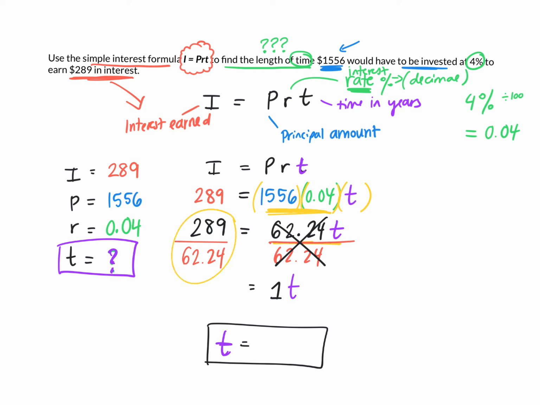And I'm going to simplify my left side. 289 divided by 62.24 is equal to 4.64. And we can leave it as that when we're writing it on the quiz. So the length of time is equal to 4.64 years. That's our time in years. And that's the final answer.